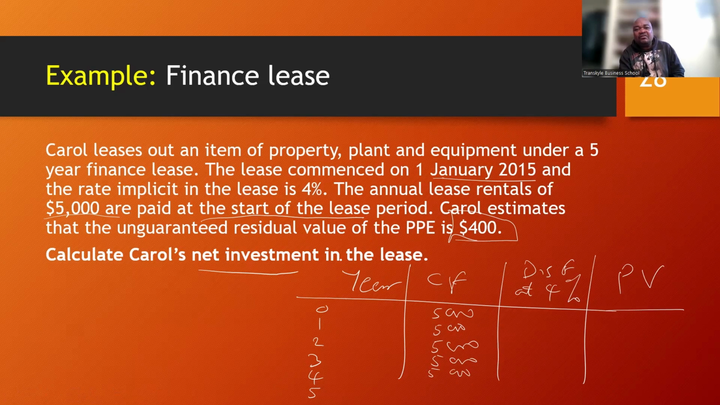But the salvage value cannot be added here. Some lazy students will simply add it on the last 5,000 there. That's wrong, because the salvage value is strictly at the end. The meaning of residual value is at the end of the lease, not at the start of year 5, but at the end of year 5. It's at the end of year 5. So this is why you need to put it here.